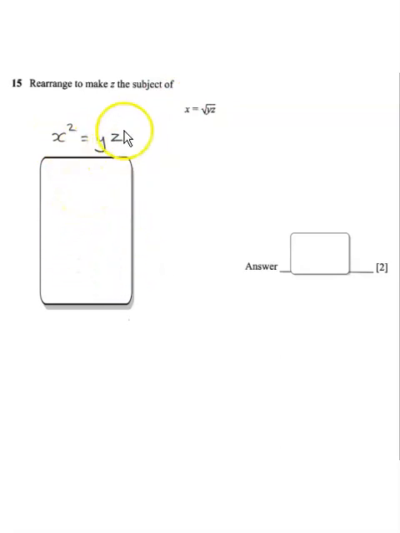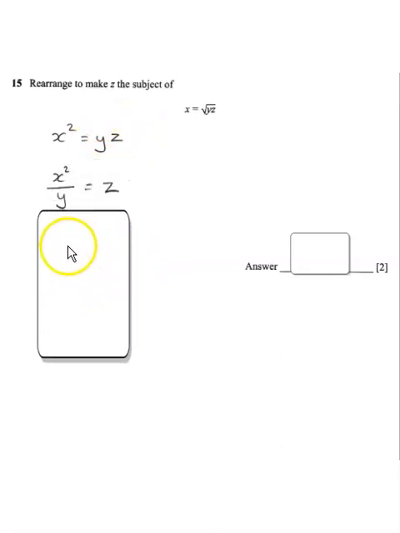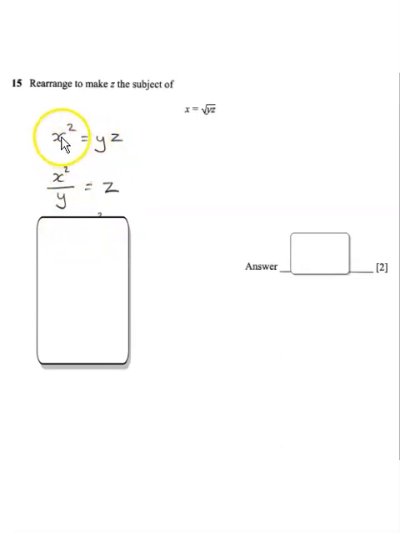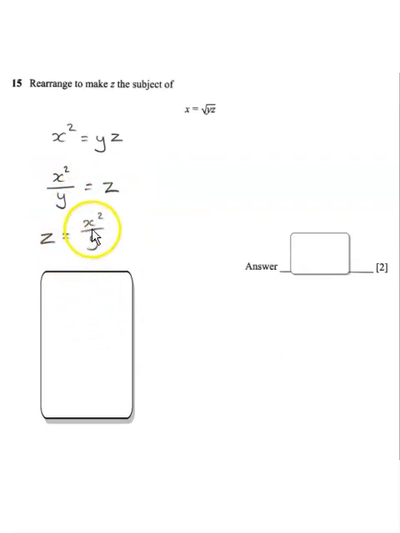Next, we want to get rid of the y. So the y would come across, as it's times them together. So it's x squared divided by y, the opposite of times. And that's what we've got written here, which is equal to z. And then z is equal to x squared over y.